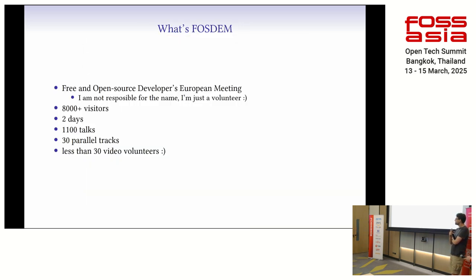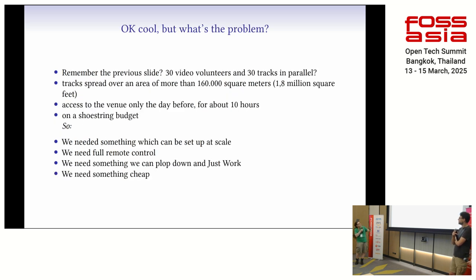A short explanation of what FOSDEM is. Free and Open Source Developers European Meeting. The name, I think, is his fault. I'm sorry. It has more than 8,000 visitors. For 2 days, it has about 1,100 talks and 30 parallel tracks. So there are 30 rooms in our very large campus. There is a number there: 160,000 square feet. No, meters. So 1.8 million square feet.